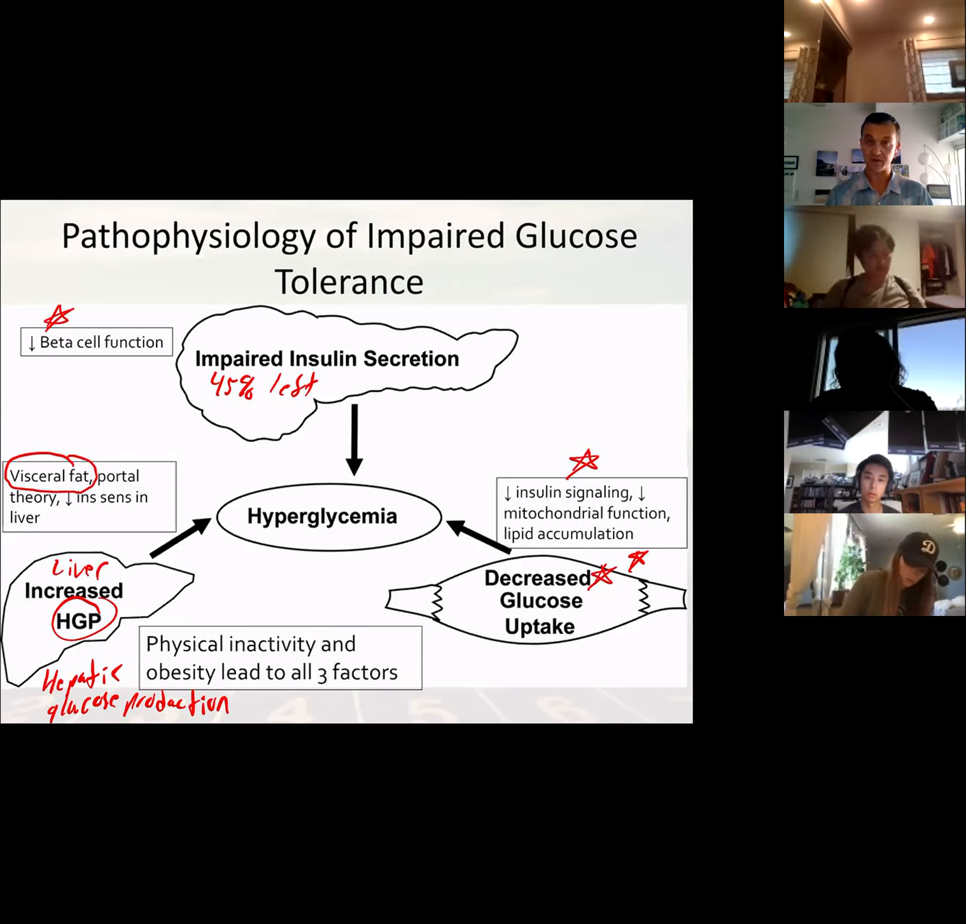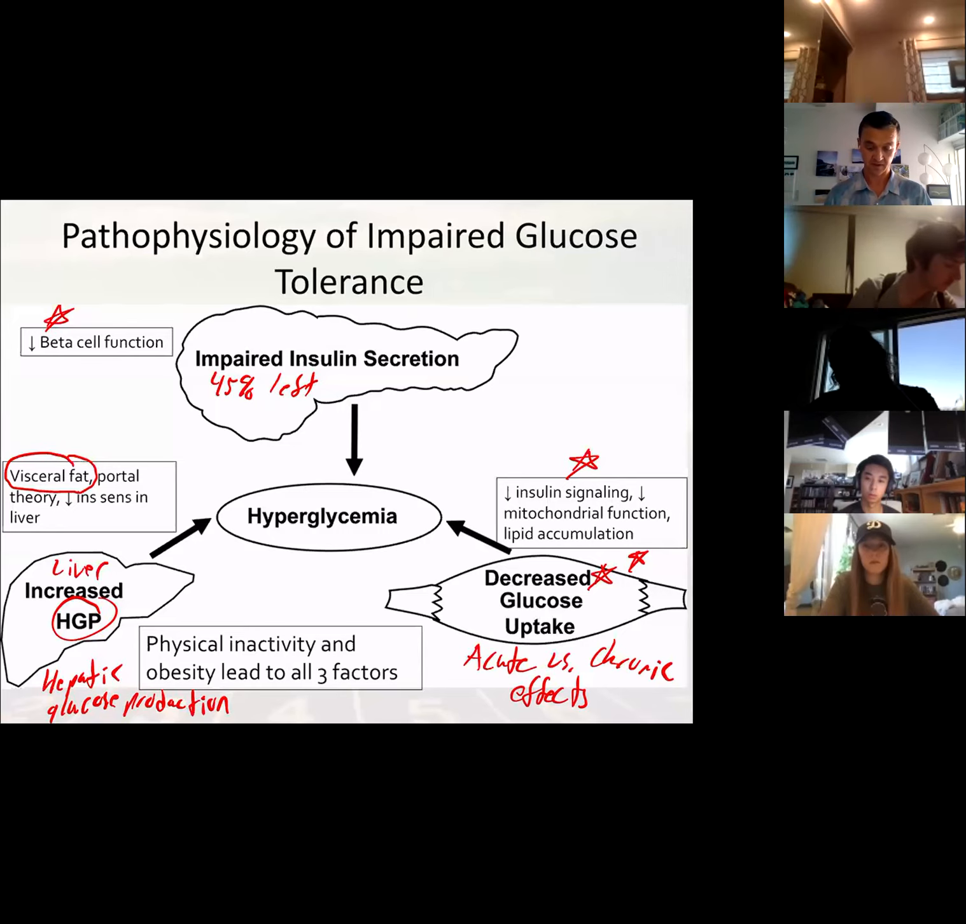And so when you look at this one, first of all, you want to make sure you know how exercise affects each of these three factors. And with this one down here, you need to be able to differentiate between acute versus chronic effects. Acute just means one bout of exercise. How does that change your insulin signaling and glucose uptake? But chronic would be like you trained for 6 months. Are you better at handling insulin and uptaking glucose now?